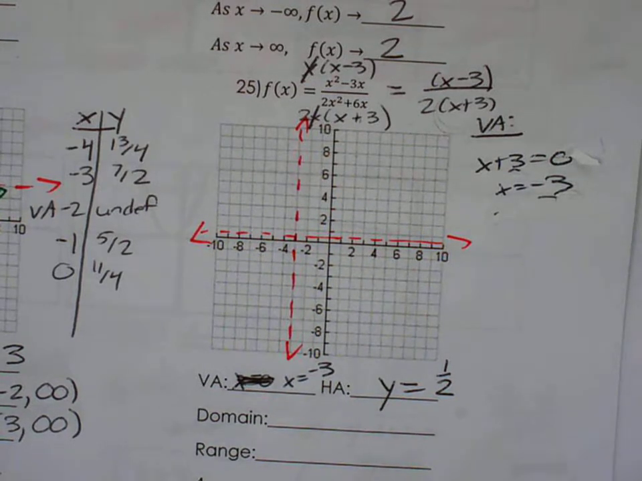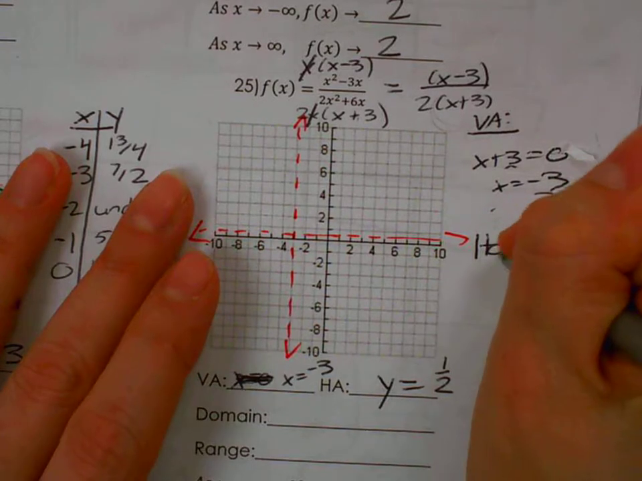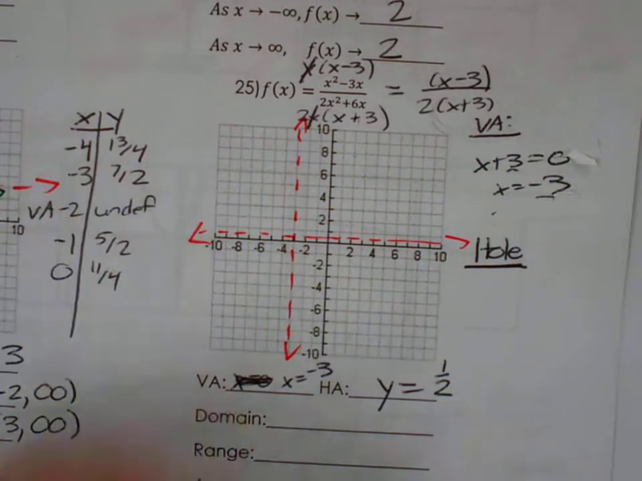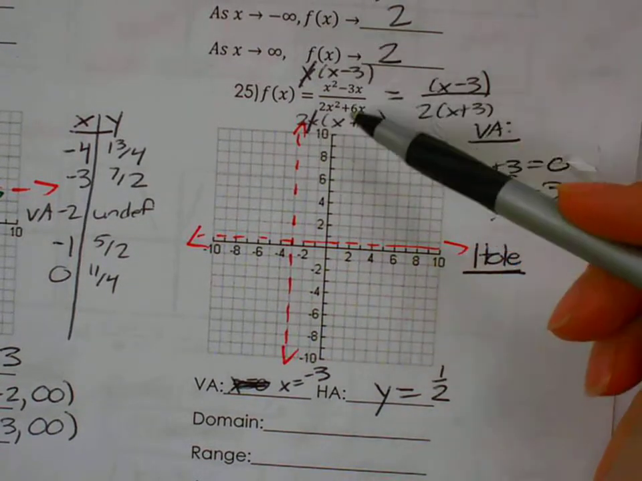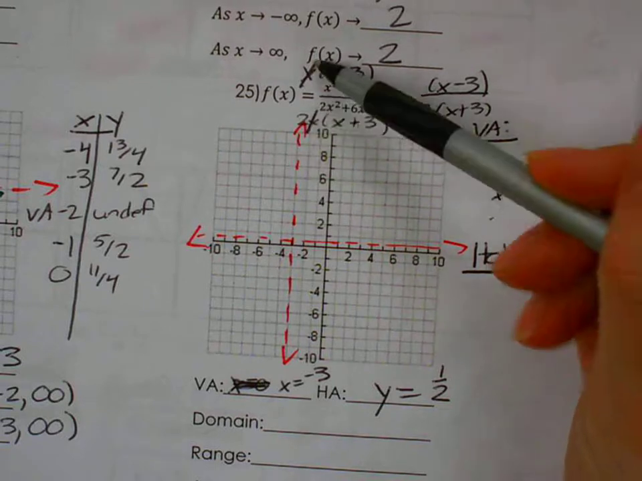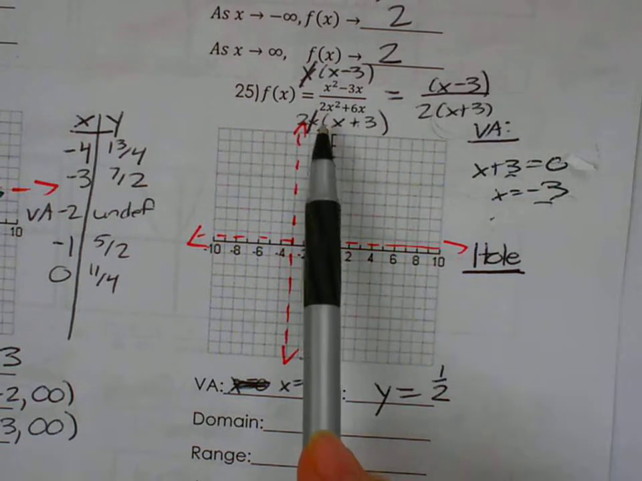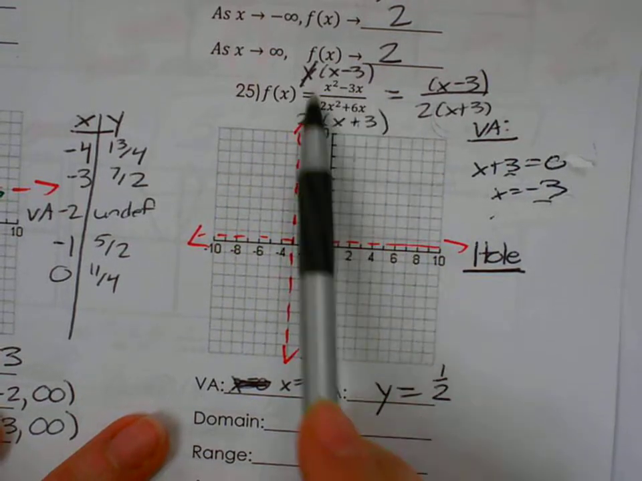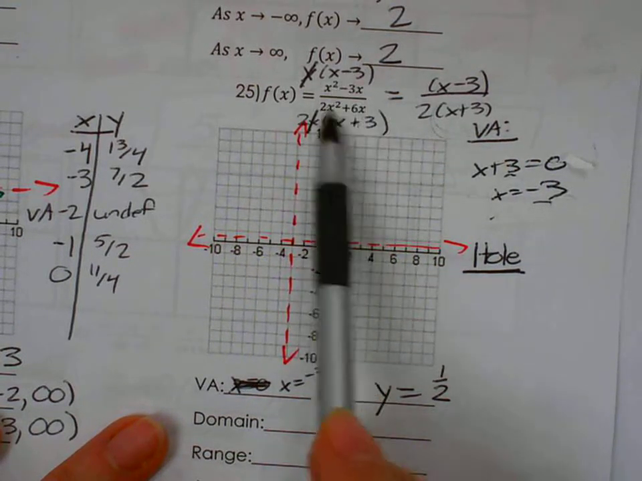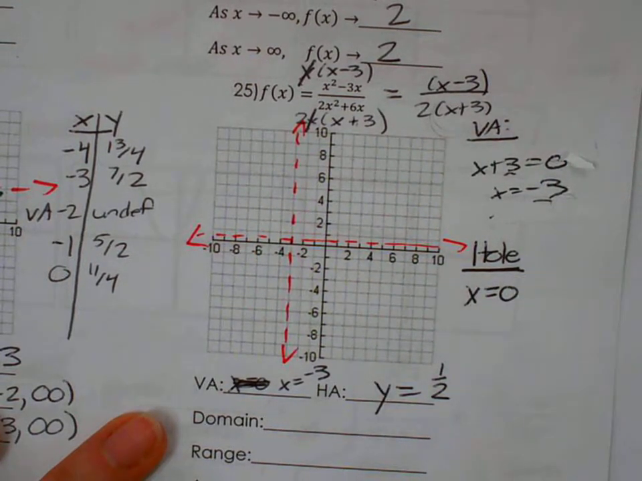Now, there is going to be a hole. So a hole is basically where I would have had a vertical asymptote, except that I canceled. So if you look here, I canceled these x's. And I got this. But I still can't have x equals 0 because this is my equation. And if x equals 0, my denominator is 0. So I have a hole at x equals 0.